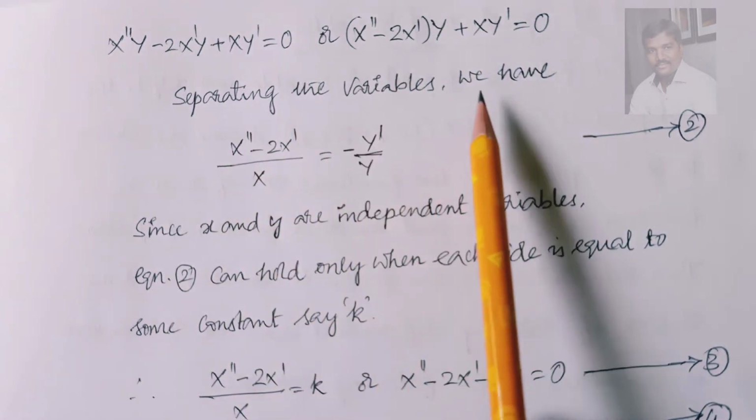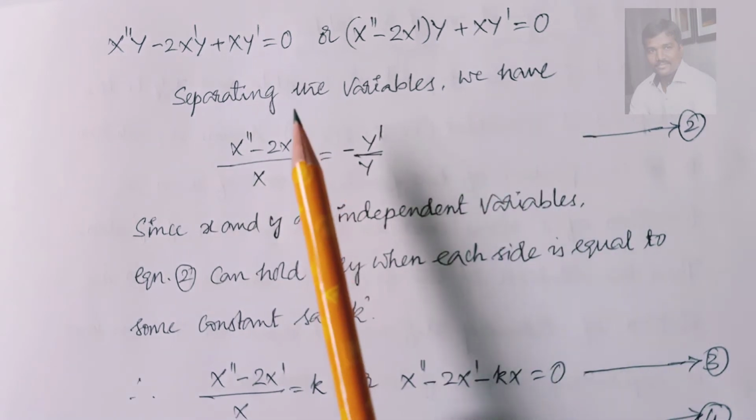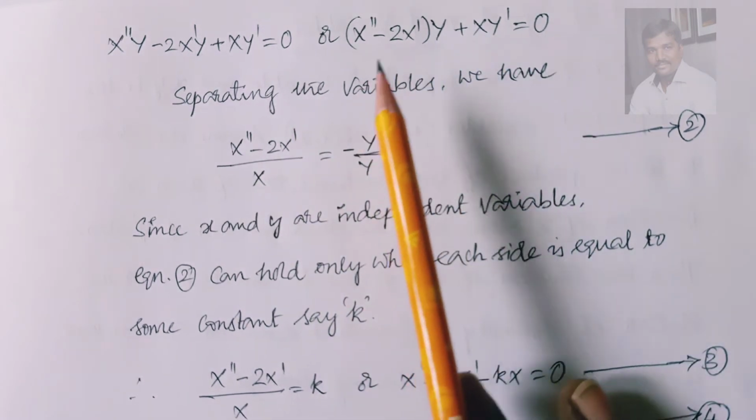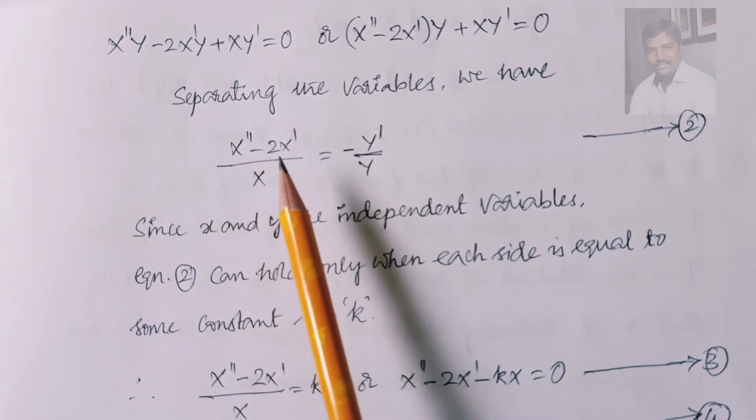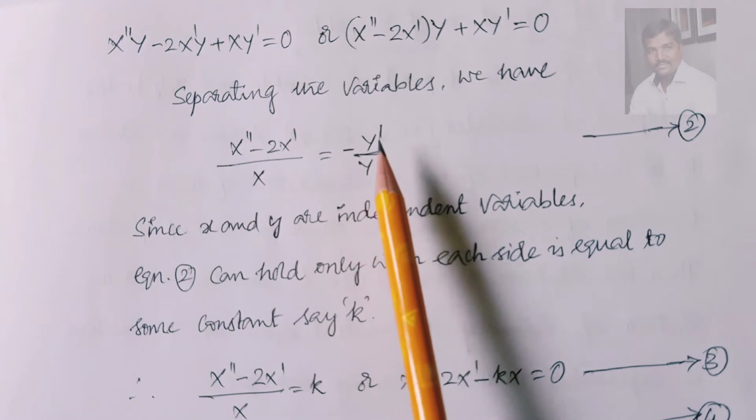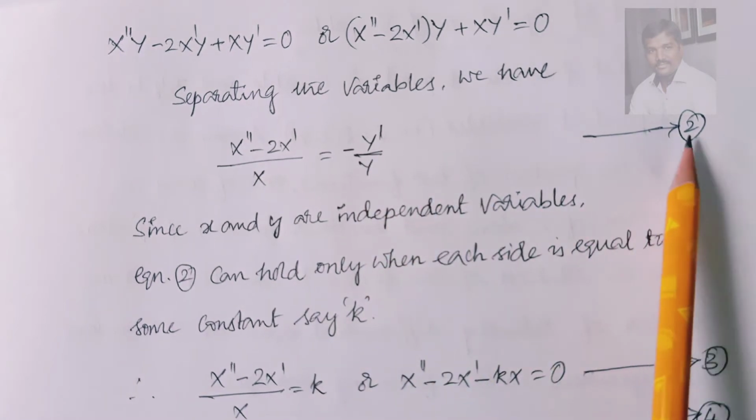Now, separating the variables, we have x terms on one side and y terms on the other side. So I'll get capital X double dash minus 2 capital X dash by x is equal to minus y dash by y. That is equation number 2.